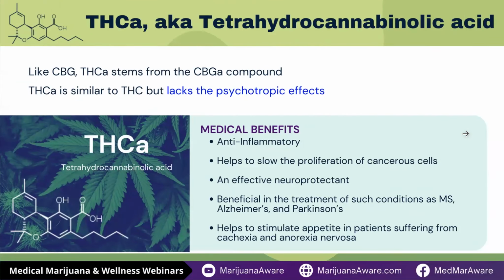Now, we talked about that morphing process from CBGA into different cannabinoids. One of them is THCA. Let's head into that particular family. THCA, like CBGA, stems from CBG, but THCA lacks those psychotropic effects, meaning that if you can use THCA, you can get a lot of that anti-inflammatory, anti-pain, and neuroprotective capabilities without the psychological side.